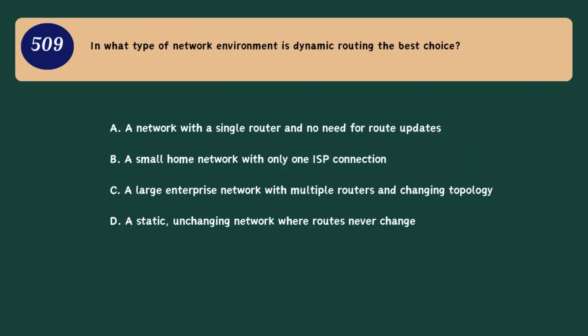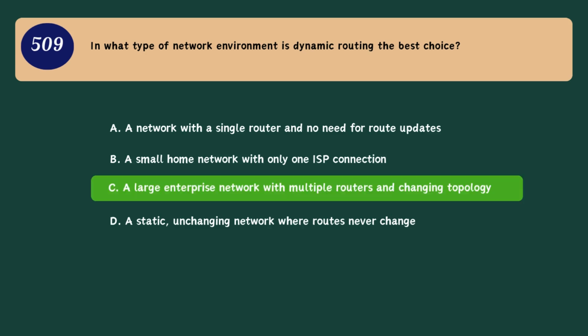Question 509. In what type of network environment is dynamic routing the best choice? A. A network with a single router and no need for route updates. B. A small home network with only one ISP connection. C. A large enterprise network with multiple routers and changing topology. D. A static, unchanging network where routes never change. Correct answer. C. A large enterprise network with multiple routers and changing topology.